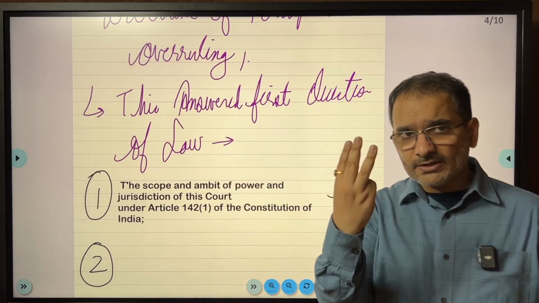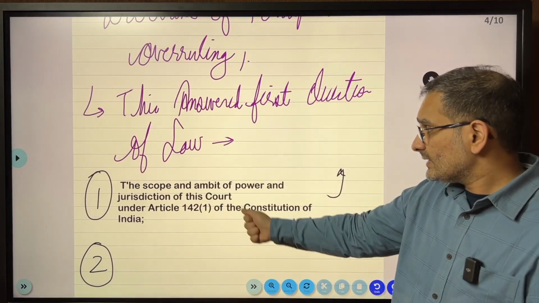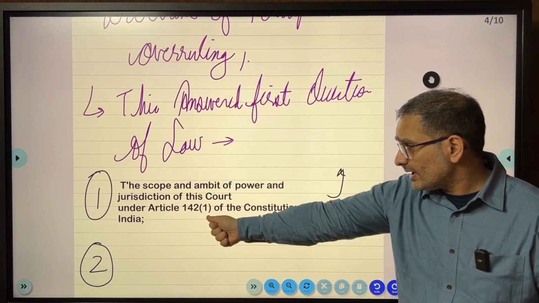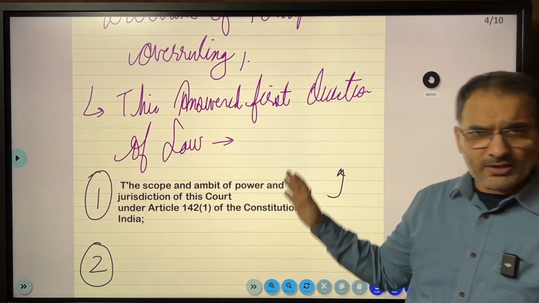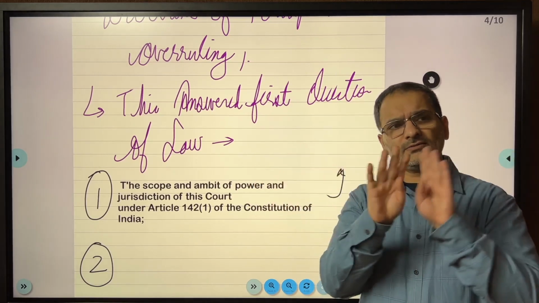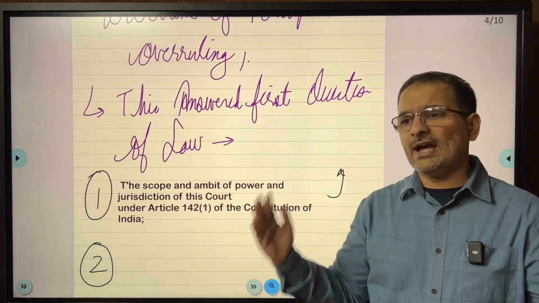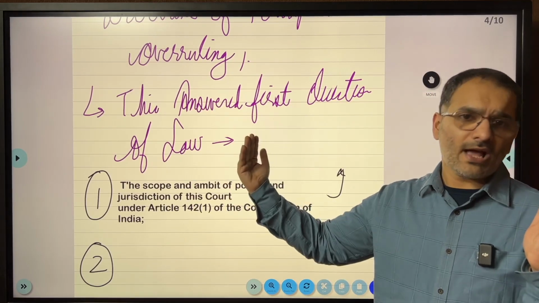तो इस judgment के अंदर तीन questions हैं to consider. The scope and ambit of power and jurisdiction of this court under Article 142, Clause 1 of the Constitution of India. So, ye inhone pura ka pura samjha diya ki under 142, Supreme Court has, well, a huge amount of power, and mostly other nations don't have similar provisions.